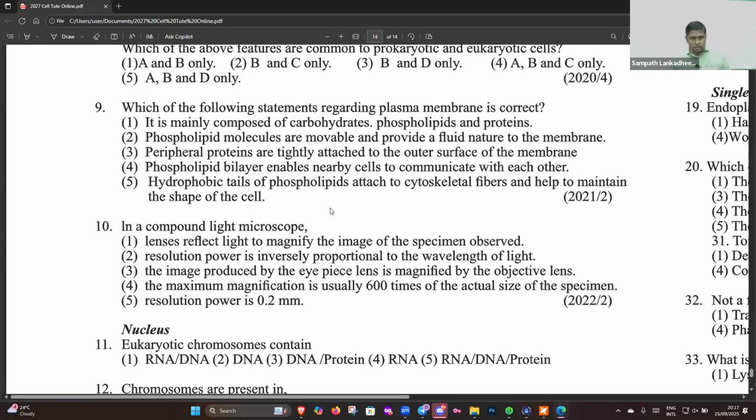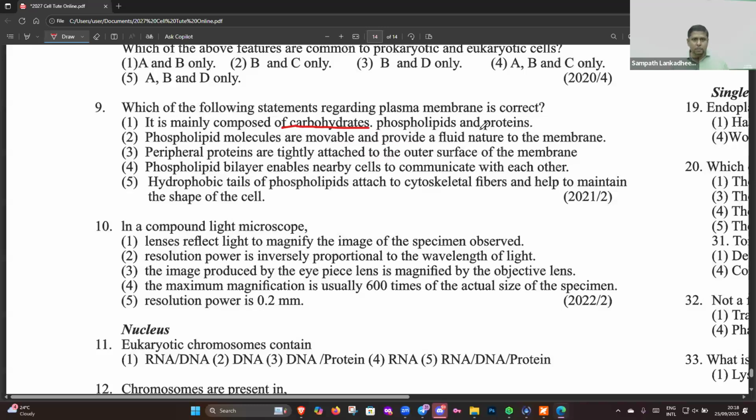Right, which of the following statements regarding plasma membrane is correct? It is mainly composed of carbohydrates, phospholipids and proteins. That is wrong. Why? Carbohydrate is not a main constituent, so we can't agree with the first statement.